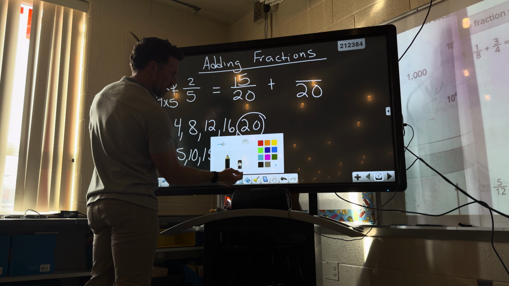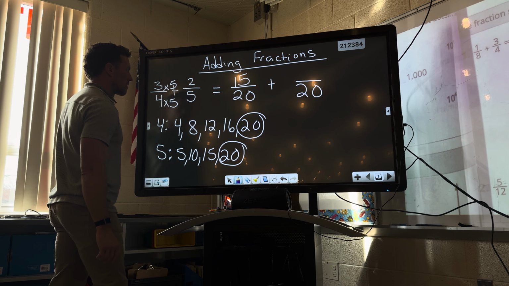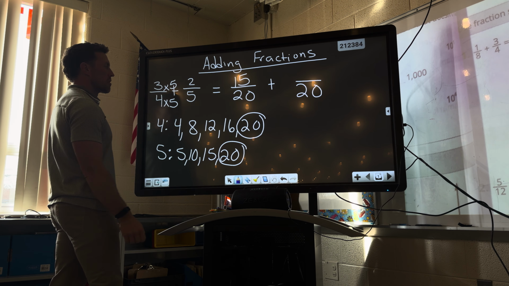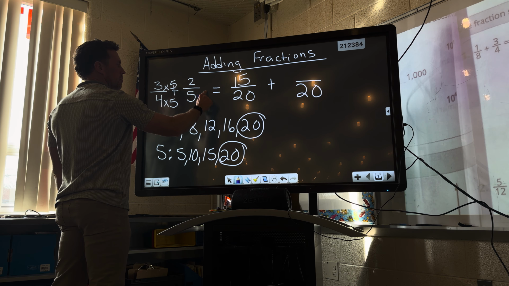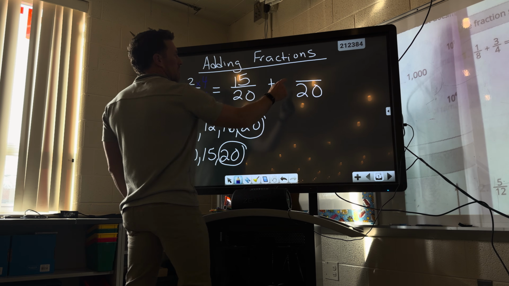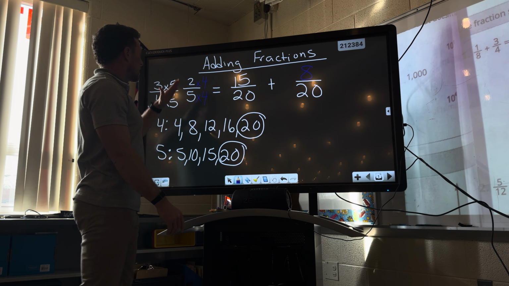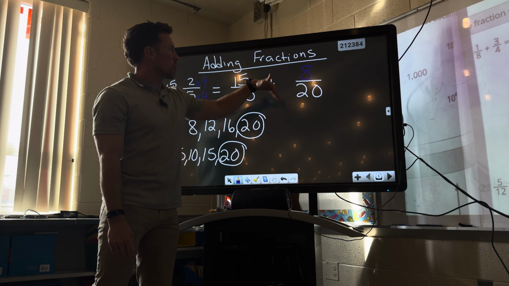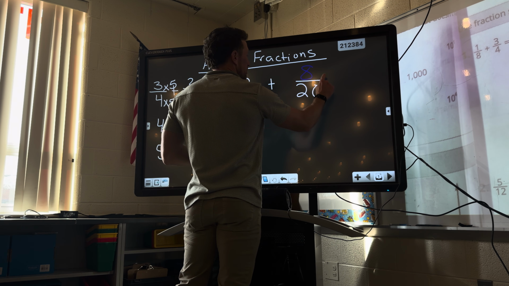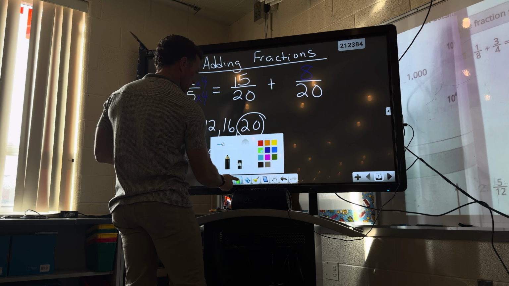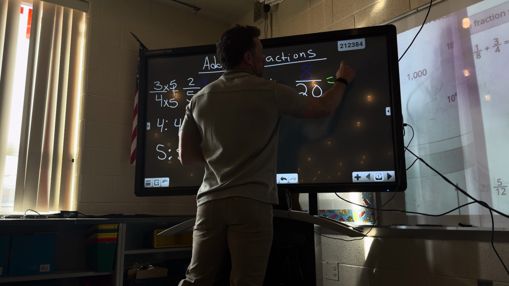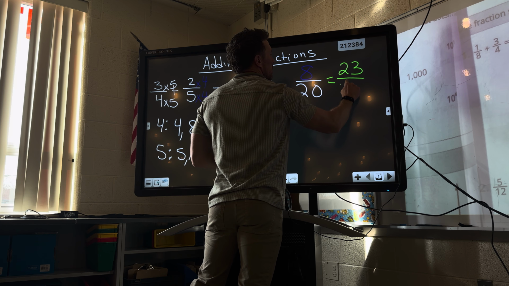I can even change the color just to make it stand out a little bit more. I use the fourth multiple of 5, so I'm going to multiply by 4. 2 times 4 is 8. So 2/5 is equivalent to 8/20. All I have to do now is add these up. 15/20 plus 8/20 is 23/20.